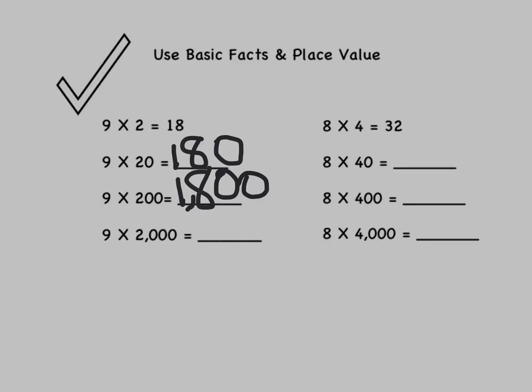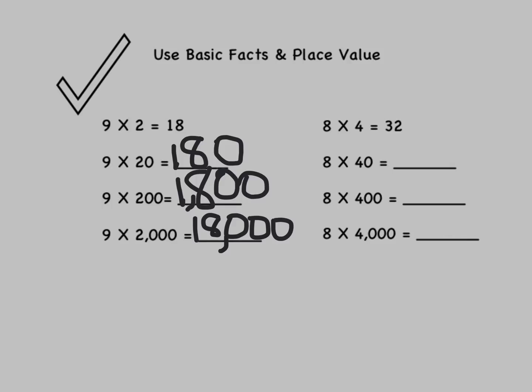And our last problem for this basic fact is 9 times 2,000. Once again, basic fact, 18. Both the ones, the tens, and the hundreds are being held by zeros, so I know I'm going to add 3 zeros to the end of my basic fact, giving me 9 times 2,000 equals 18,000.